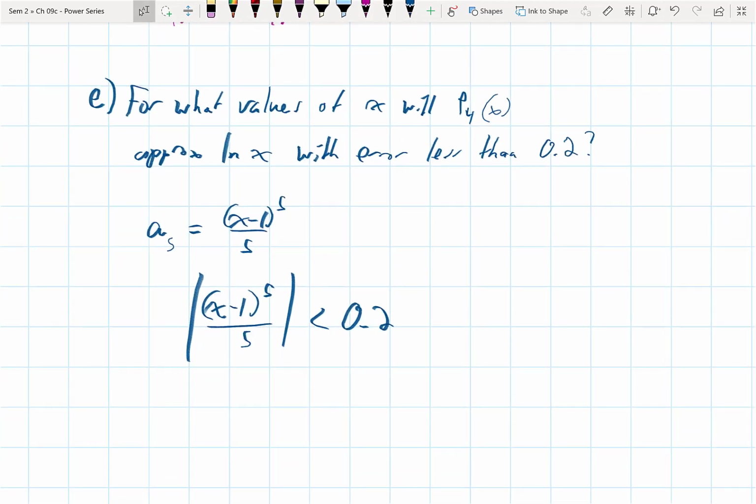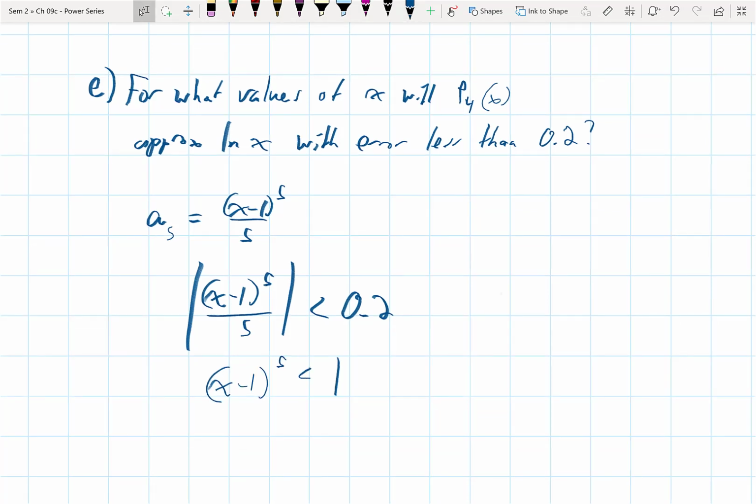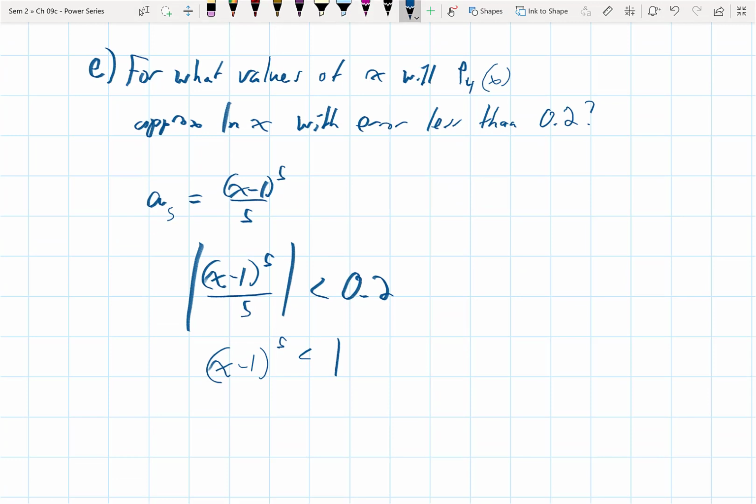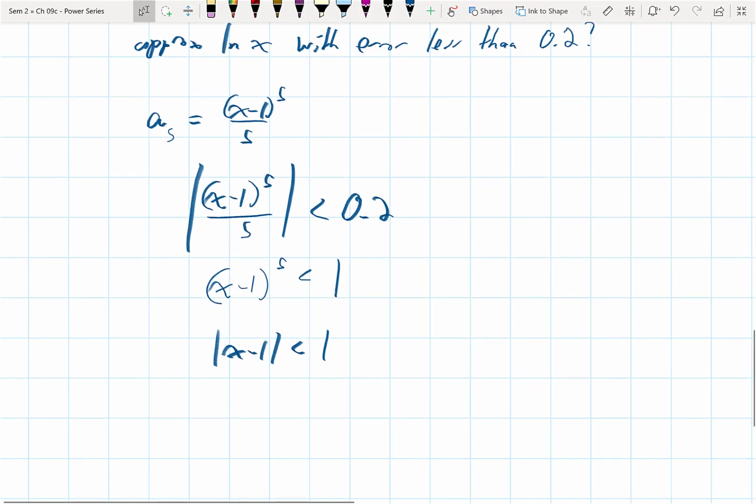Well, if that's true, let me multiply both sides by 5, and I get the absolute value of (x minus 1) to the 5th is less than 1. Or if I raise both sides to the 1/5 power, the absolute value of x minus 1 is less than 1. And if the absolute value of x minus 1 is less than 1, that means that x is contained between 0 and 2, if you remember your absolute values.